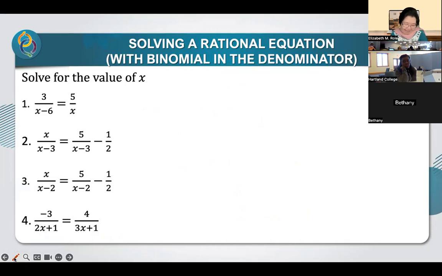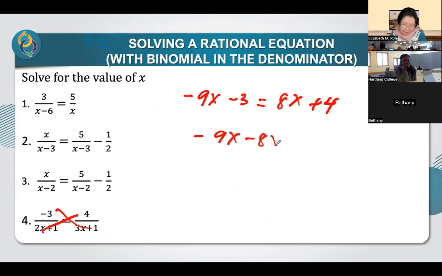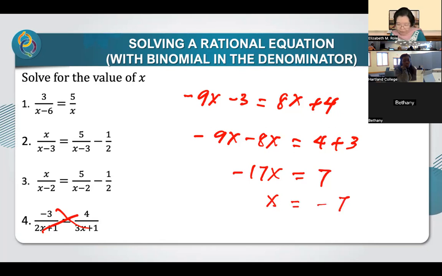So as I was saying, we do cross multiplication. We now have minus 9x minus 3 is equal to 8x plus 4. Minus 9x minus 8x is equal to 4 plus 3. Minus 17x is equal to 7. x is equal to minus 7 over 17. So minus 7 over 17.